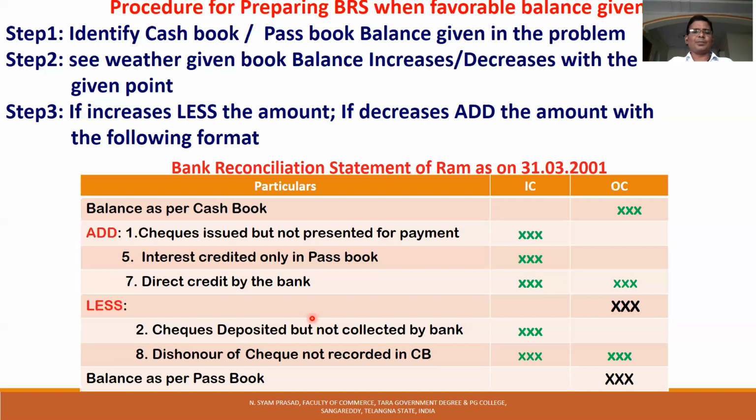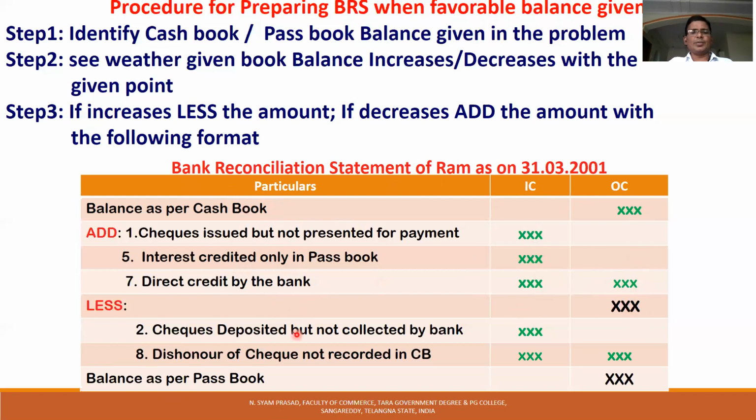So there is a direct credit in the passbook. Passbook balance increases, but cash book balance decreases. So given is cash book balance, and because cash book balance is decreased, we have to add this amount. So all these 3 are added and taken in the outer column. So this balance column, this additional column, this total is added and taken here in the outer column.